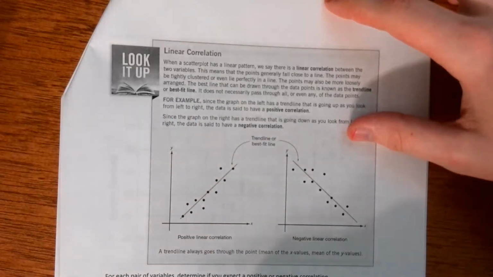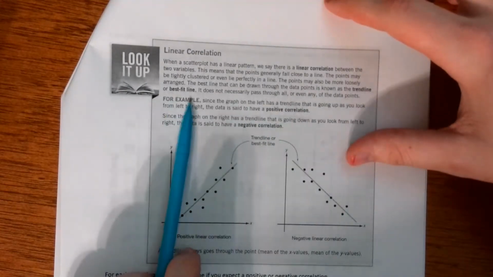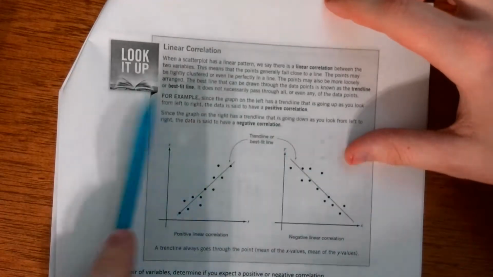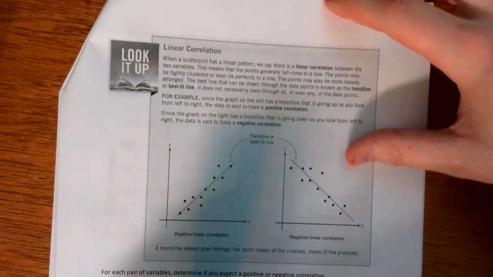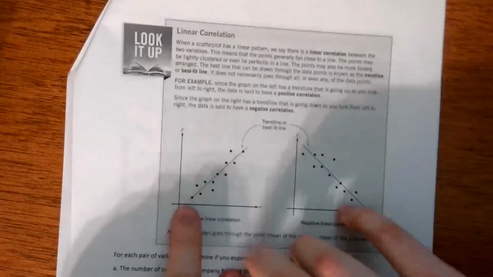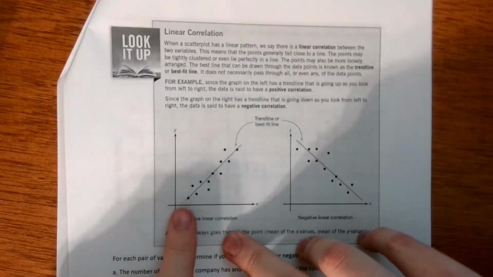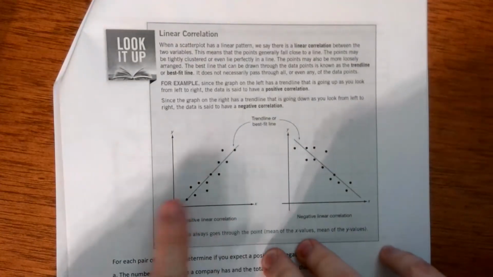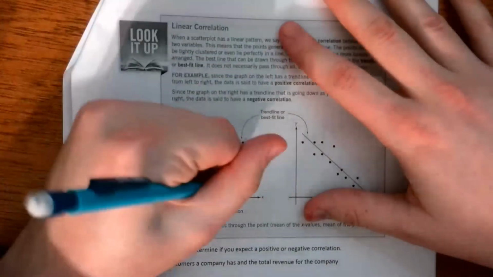It says the best fit line can be drawn through the data points, known as the trend line or best fit line. It does not necessarily pass through all or even any of the data points. So it says, for example, since the graph on the left has a trend line that's going up as you look from left to right, that has a positive correlation. So if we look at this, we kind of draw this trend line again, right? And we see that the general trend as our x values increase, it looks like our y values also increase.